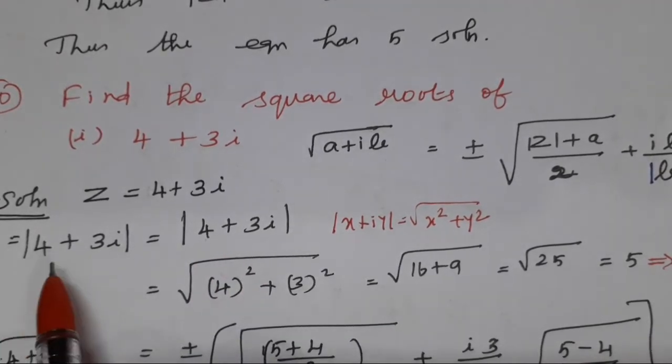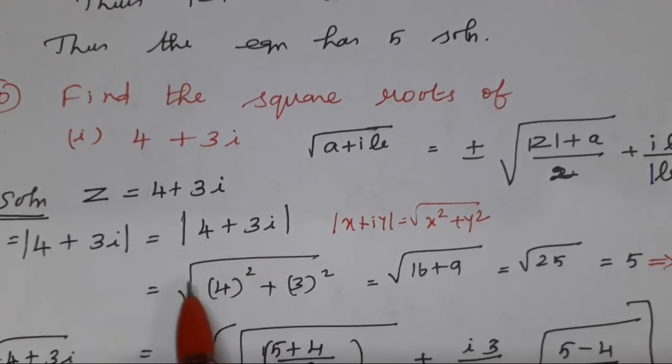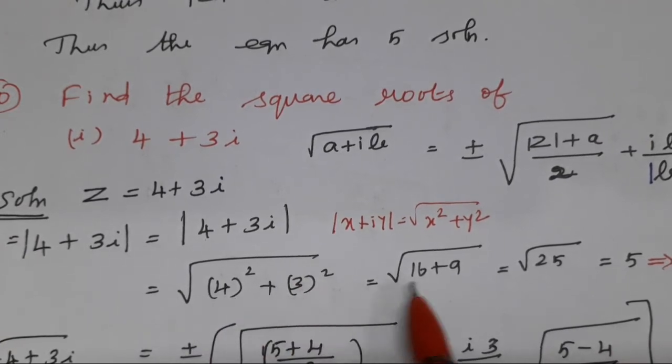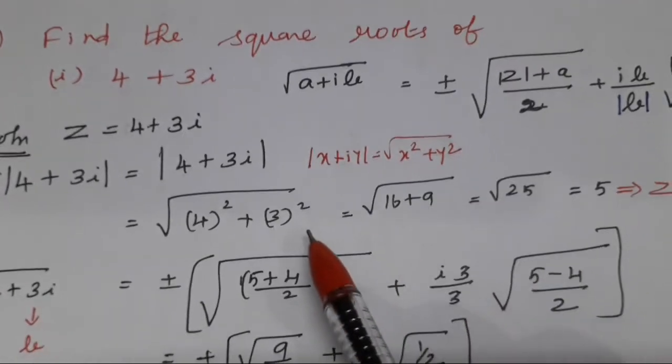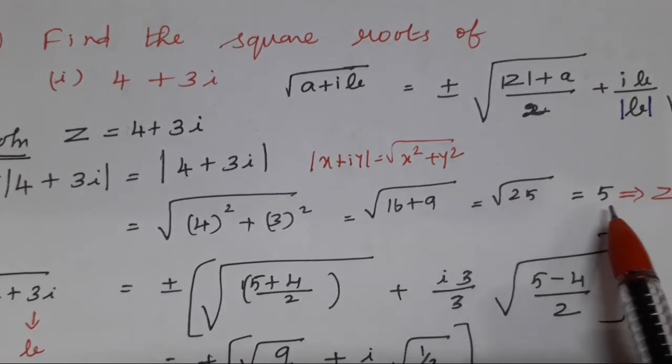So modulus of z equal to modulus of 4 plus 3i, that is root of real part square plus imaginary part square, root of 4 square plus 3 square. 4 square is 16, 3 square is 9, equal to 25. Square root of 25 is what?